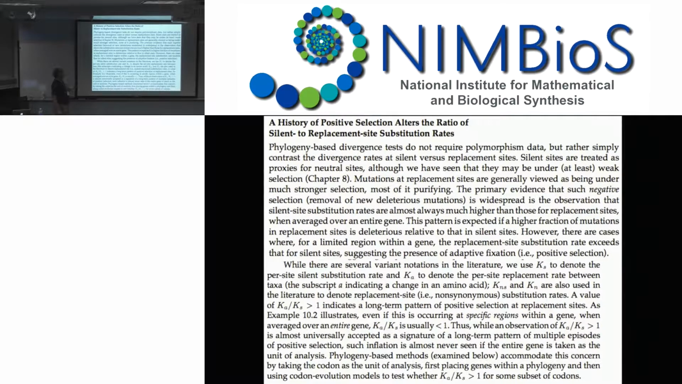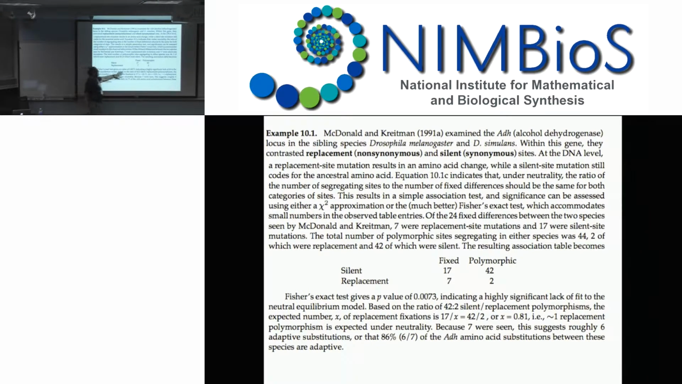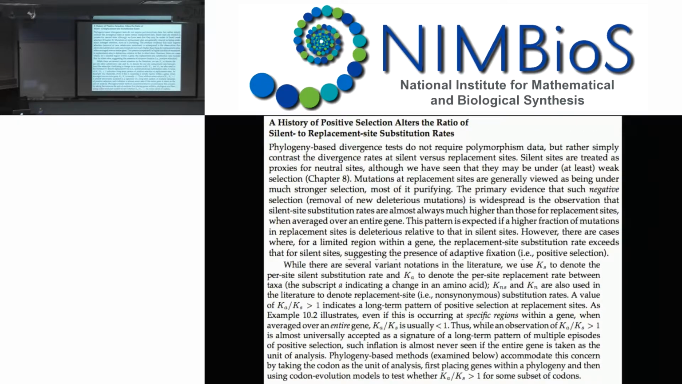The other category is that a history of selection should affect the ratio of silent to replacement substitutions. So here I'm contrasting polymorphism versus divergence. So I've got two species. Now I'm going to move to a phylogeny and contrast over the phylogeny. In that phylogeny, how rapidly do third base positions change? How rapidly do replacement positions change?